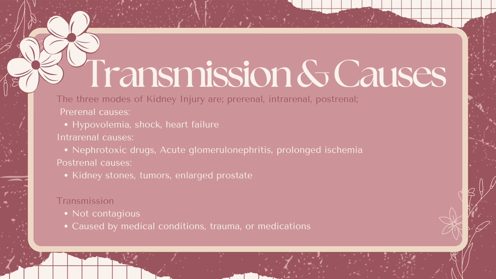So the transmission and causes. First of all, there are three modes of causes of kidney injury, which are pre-renal, intrarenal, and post-renal. Starting off with pre-renal, some causes could be hypovolemia, shock, or heart failure. For intrarenal, some causes can be nephrotoxic drugs, acute glomerulonephritis, prolonged ischemia. For post-renal causes, it could be kidney stones, tumors, or an enlarged prostate.